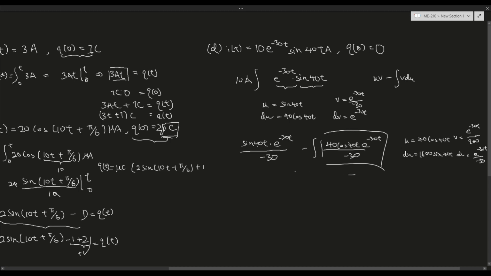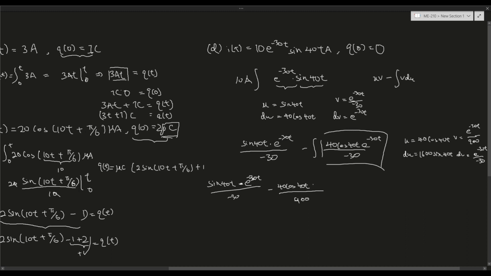And let's plug everything in and do it again. So, for the formality, let's just copy the whole thing down. e to the power of negative 30t over negative 30, minus, so u times v, so that would be 40 cosine of 40t times, what's v?